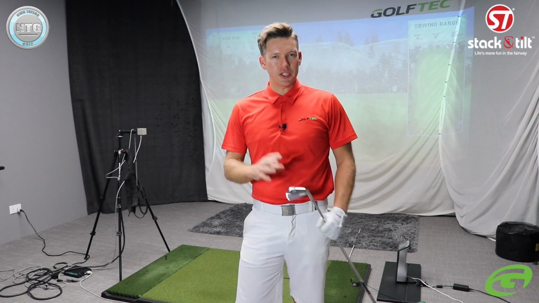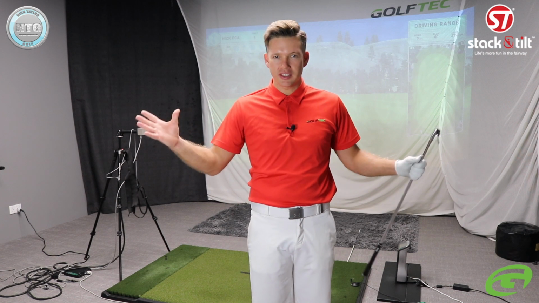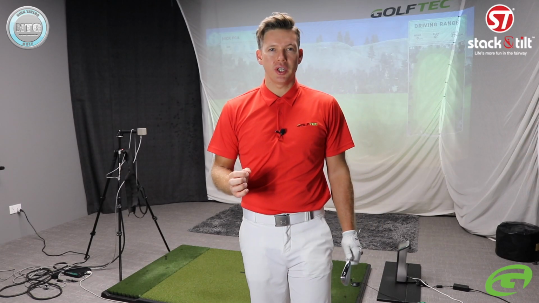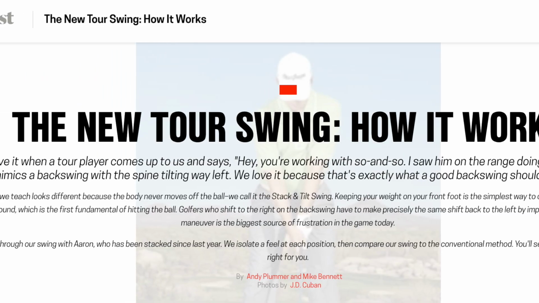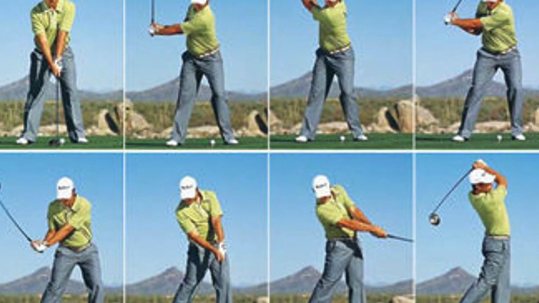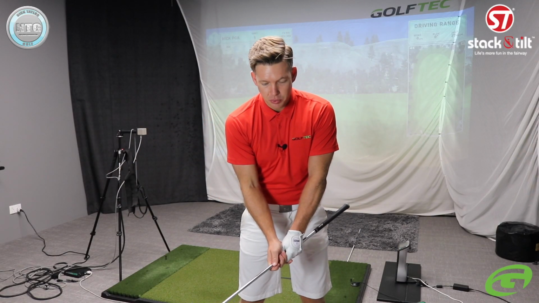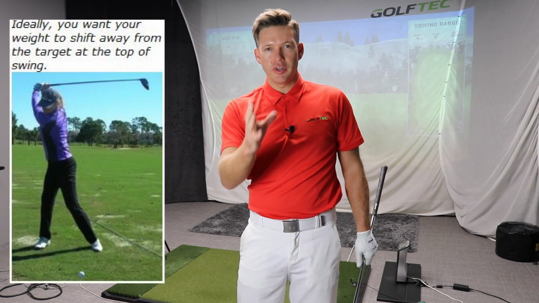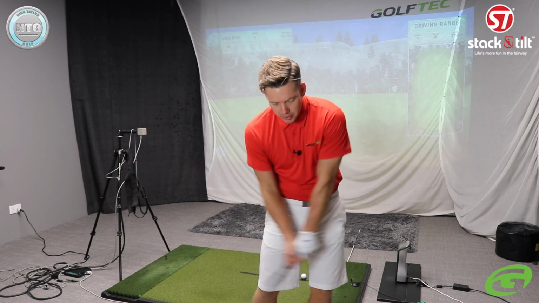The stack and tilt name has actually been around for about 15 years, and I get asked a lot: where does it come from? Why is it stack and tilt? About 15 years ago, Andy Plummer and Mike Bennett, who were the founders of the stack and tilt system, were coaching the best players in the world on the PGA Tour and winning events. Golf Digest approached them and said, can you write an article on your coaching philosophy? The standard coaching philosophy has always been to shift the weight back and through, which makes the low point really hard to control, and the best players, the first thing they do is control the low point and where the club hits the ground.